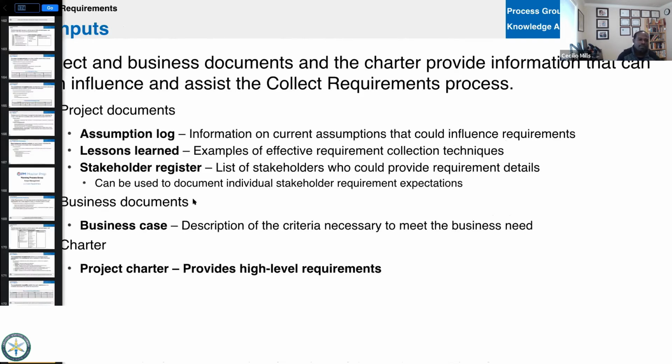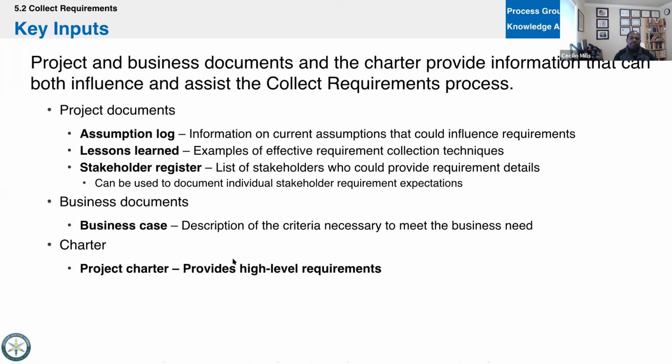All right, we'll take the business documents that we have from the charter, business case, charter, high level. There goes that word again, high level.